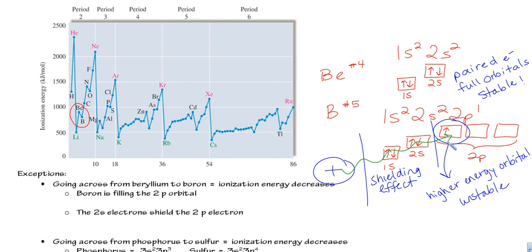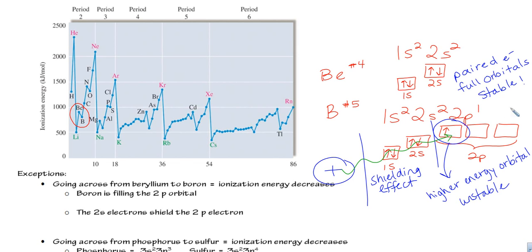Interesting, huh? So again, we can rationalize these trends or exceptions to trends by thinking about atomic structure and kind of knowing like what's stable. Stable is having full orbitals, paired electrons, lower energy orbitals are always more stable, and all of those don't really apply to the boron atom in the same way that they do the beryllium atom.